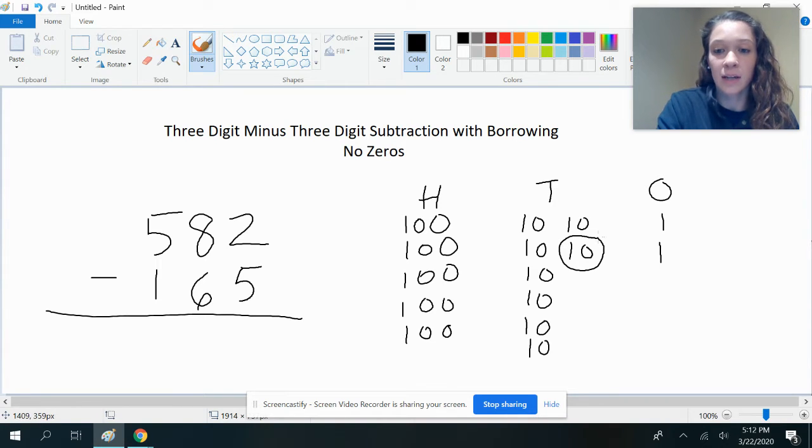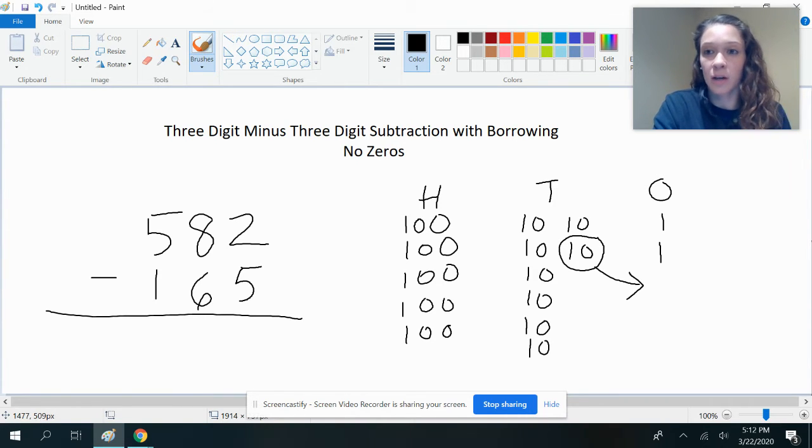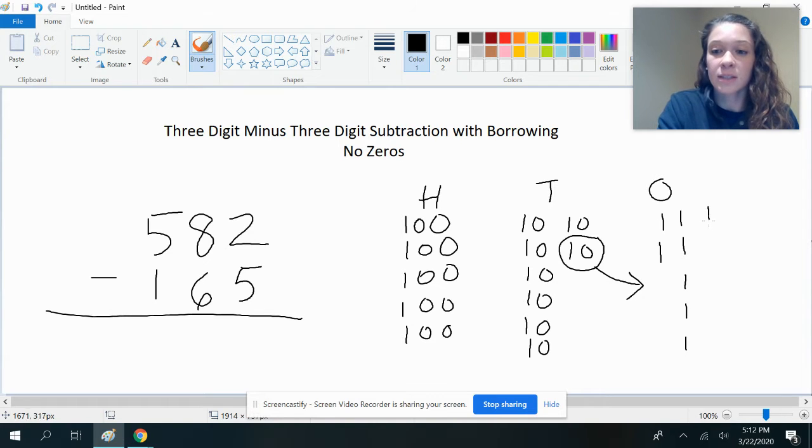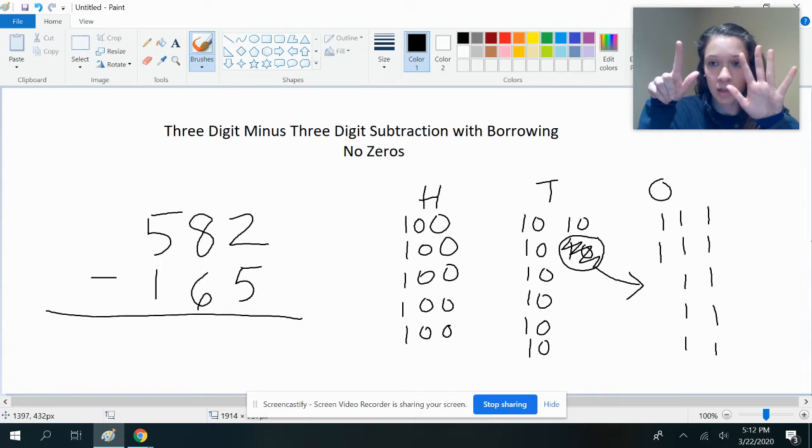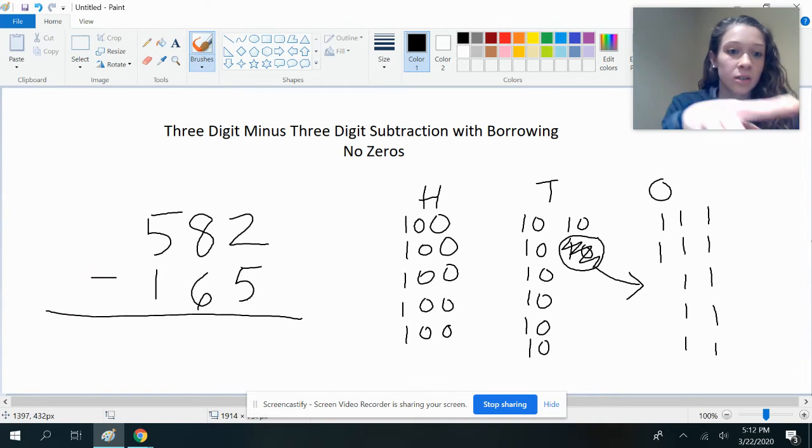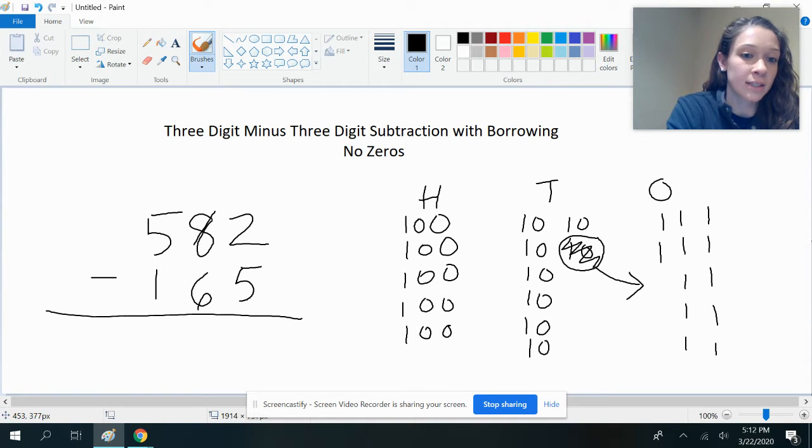So I'll circle a 10, draw my arrow to show where it's going. 10 ones is what I'm going to need to add to the ones place. So 1, 2, 3, 4, 5, 6, 7, 8, 9, 10. And I will cross out that 10. It's not in the tens place anymore. It's now in the ones place. So I started with 8 tens and I just took a 10 away. So that's 7 tens. So on my numbers over here, I'll cross out the 8 and I'll write a 7.